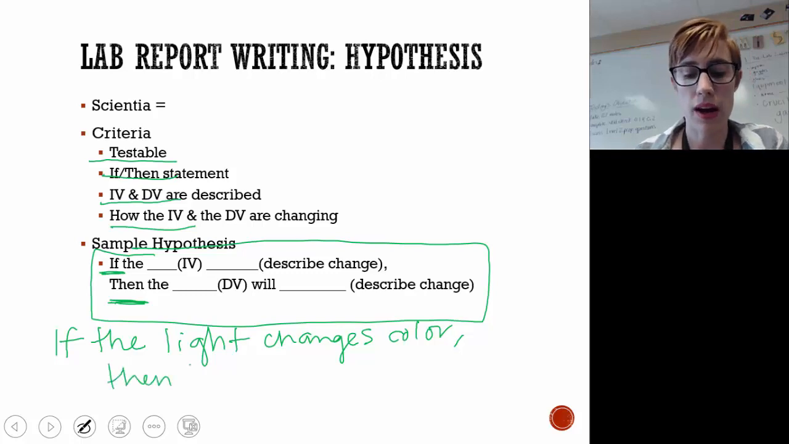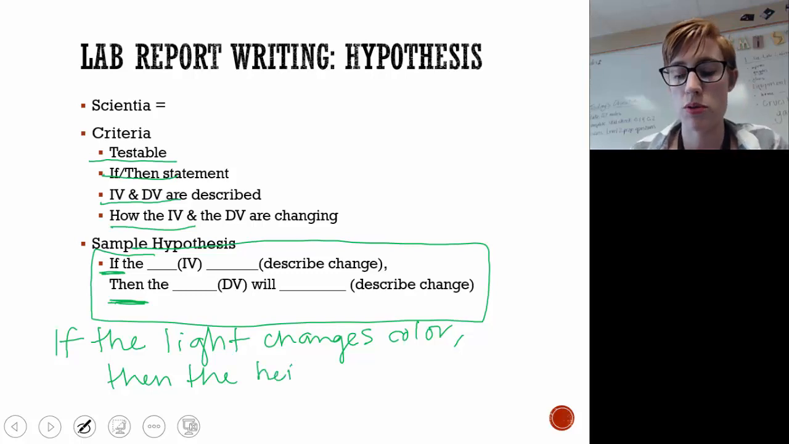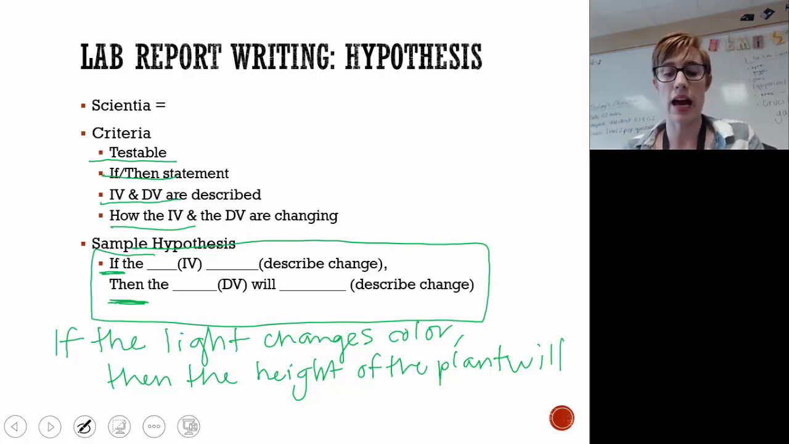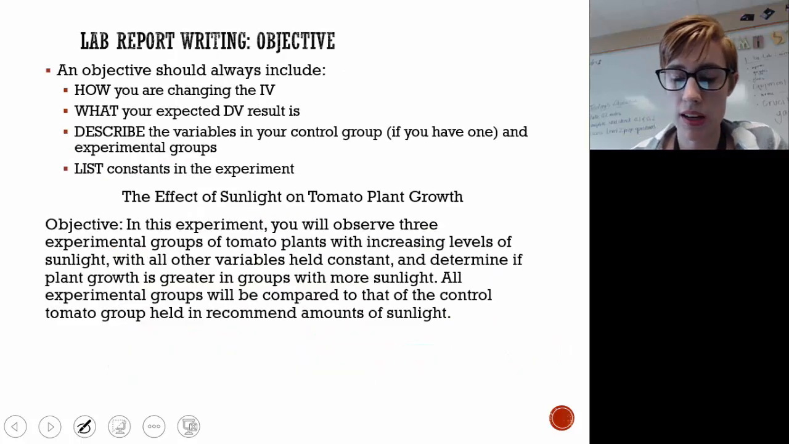And then I write then the, and what was my dependent variable? What was I measuring? I was measuring the height of the plant. So I would say then the height of the plant will, and then I describe what I think is going to happen. What do I think is going to happen to the height of the plant if I change the color? Well, let's just say that I think that green light and red light will make plants not grow as well as normal sunlight. So I would say if the light changes color, then the height of the plant will decrease.